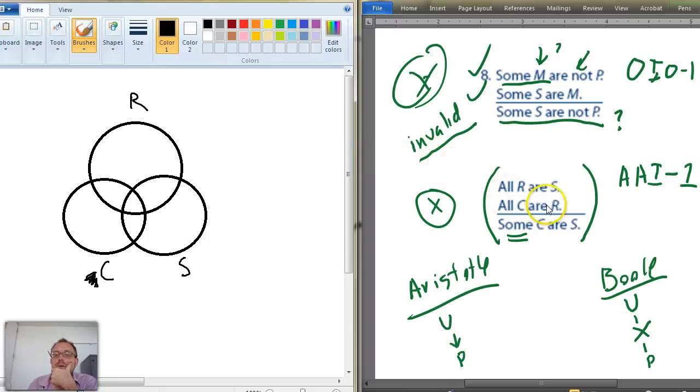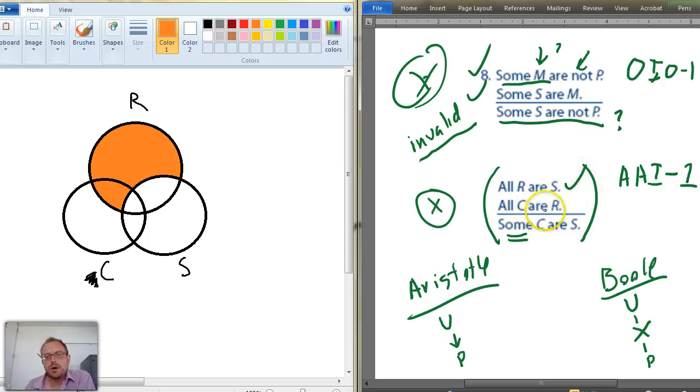Now, I remember the rule again is I can only diagram the premises. So let's start by doing that. Now, the first premise here, since they're both universals, I can start with either one. The first premise is that all the R's are S's. So that means I have to put a fill here and here. So all of the R's are located here and they're also S's. Okay, so that's premise 1.